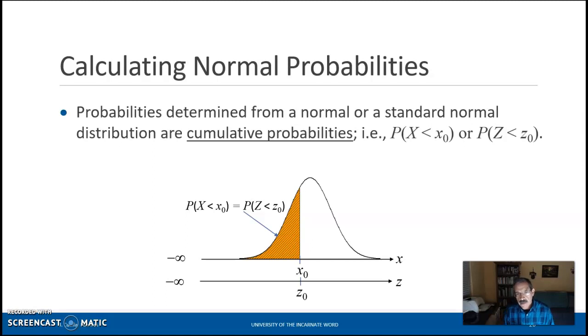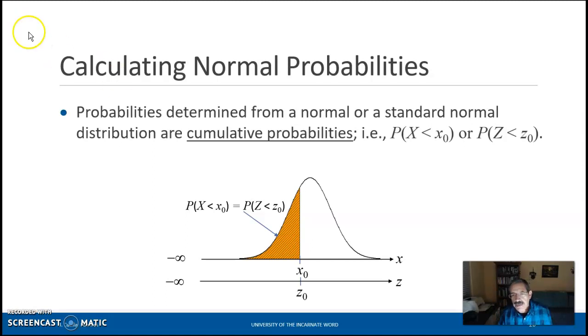All right, the first thing to note is that the probabilities determined from a normal or a standard normal distribution are cumulative probabilities. What does that mean? Well, that means the probability up to some value of x0, from minus infinity to that value. Think of a scanner going across from minus infinity all the way to x0. And as you move, you keep on adding the probability, in other words, the area under the curve.